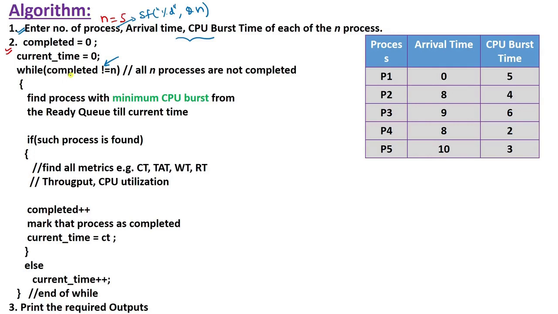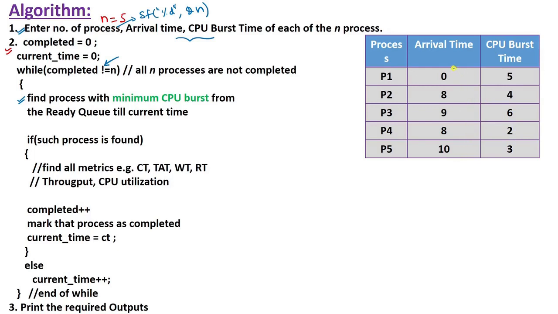Then we will come out to print the required outputs. So it is saying if completed is not equal to n, come inside. Now how does SJF work? This line is saying: please select the process which has the minimum CPU burst time from this ready queue. So here, what is the process having the minimum burst time? It is P4 because it has 2. But this will not be the case here.